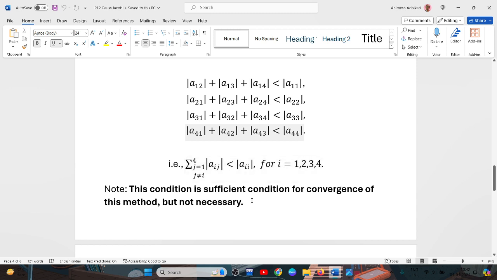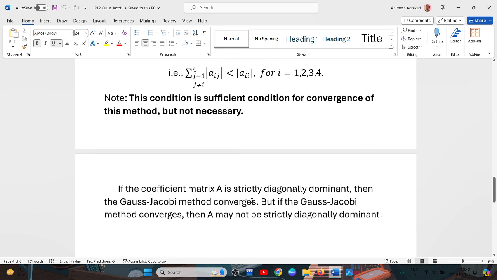And this condition is a sufficient condition for convergence of the Gauss-Jacobi method, but not necessary. That means if the coefficient matrix A is strictly diagonally dominant, then the Gauss-Jacobi method converges. But if the Gauss-Jacobi method converges, then A may not be strictly diagonally dominant. So the diagonally dominant condition is the sufficient condition for the convergence of this method.